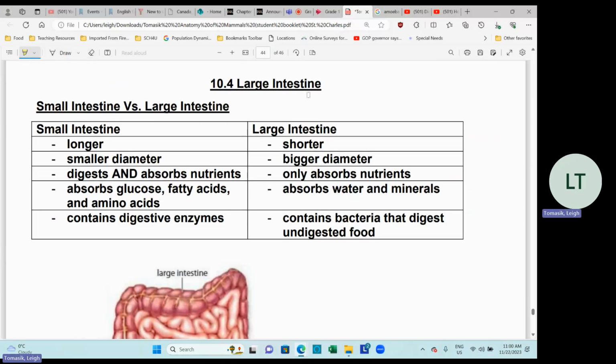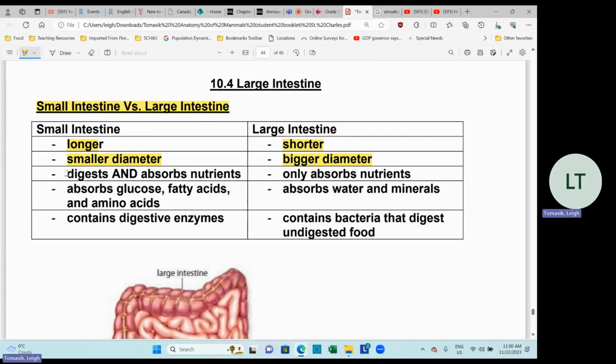And we're going to compare the large intestine to the small intestine. The small intestine is actually longer, but it's smaller in diameter. So the circle opening is smaller in the small intestine and bigger in the large intestine. But the large intestine is not as long, it's shorter.